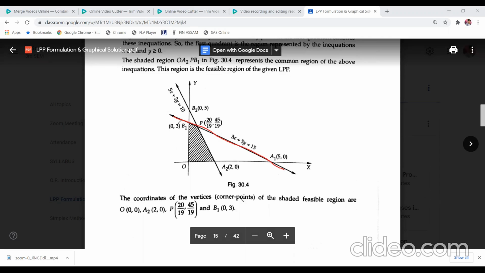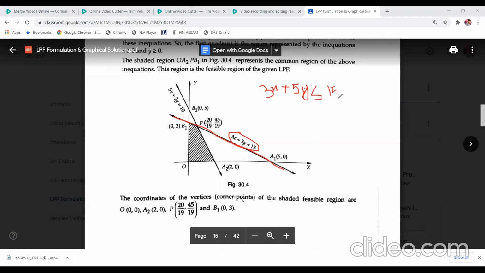So now, just forget about the line 5x plus 2y equal to 10. First, you need to check the solution region of this line, 3x plus 5y equal to 15. As already verified, in the solution region of this line, origin lies. Because your inequation was 3x plus 5y less than or equal to 15.